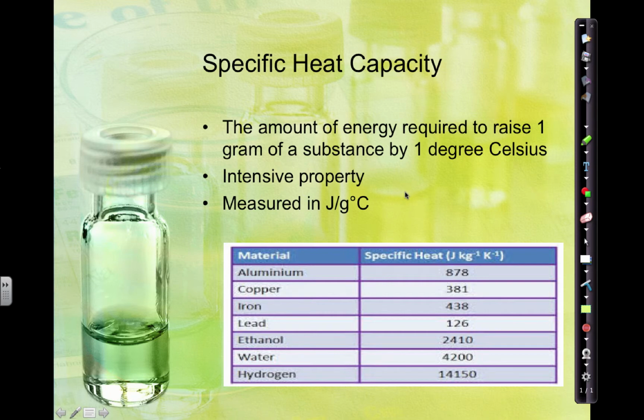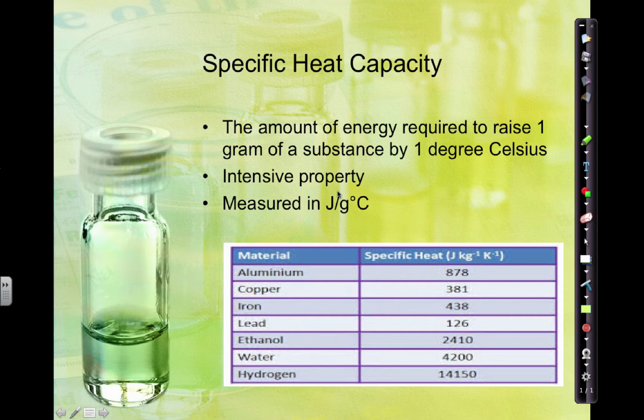All right, specific heat capacity is the amount of energy required to raise 1 gram of a substance by 1 degree Celsius. Because of that, it's measured in joules per gram degree Celsius. It can also be measured in kilojoules per gram degree Celsius, or this could be moles, and this could also be Kelvin. So this one right here is in joules per kilogram Kelvin.